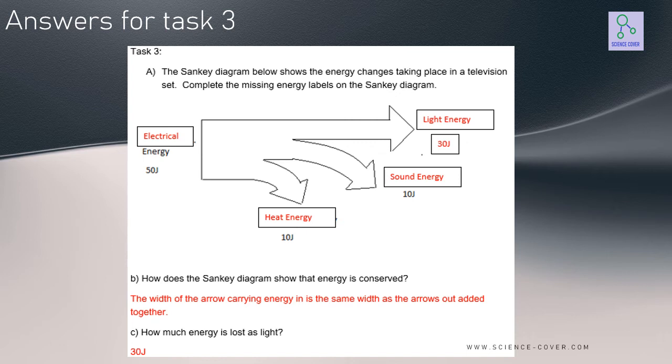How does the Sankey diagram show that energy is conserved? The width of the arrows carrying energy in, the width of that electrical energy, is the same as the width of the arrows coming out. So if we add up the light, the sound and the heat energy arrows' widths, they should be the same as what we started with. How much energy is lost as light? Well, if we're putting in 50 joules and 10 joules has become heat and 10 joules has become sound, it leaves only 30 joules to become light.